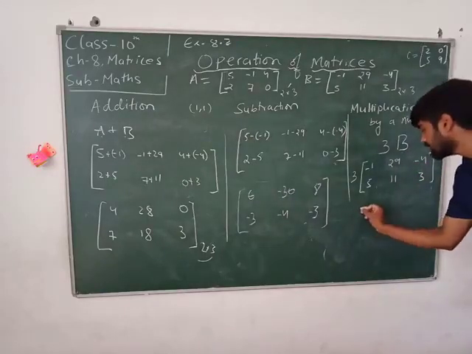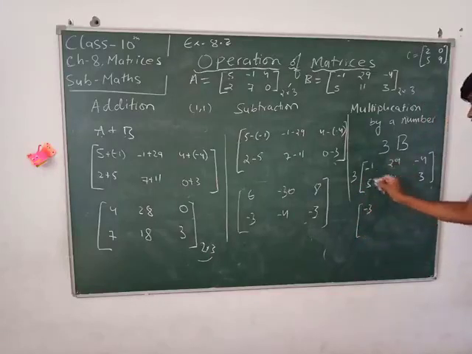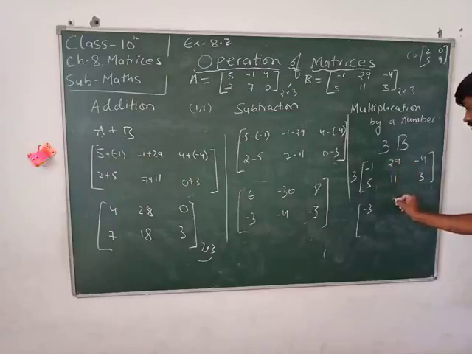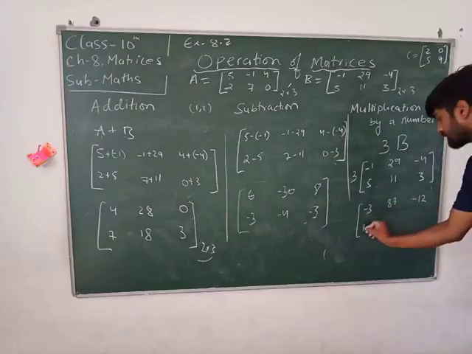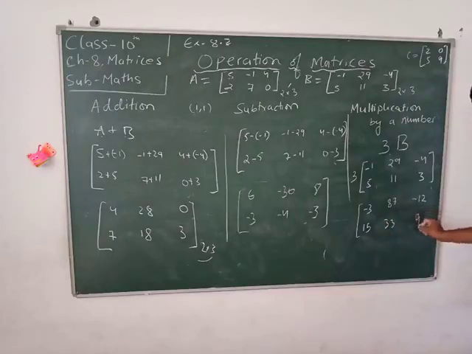So 3 is going to go inside and multiply by this. 3 is going to get inside and multiply by this. 3 9s are 27, 3 2s are 6, 3 7s are 21... 3 4s are 12, 3 5s are 15, 3 11s are 33. 3 3s are 9. So if you have a look, I multiplied everything.